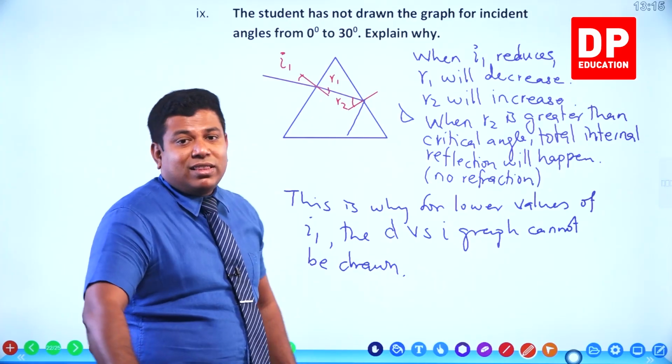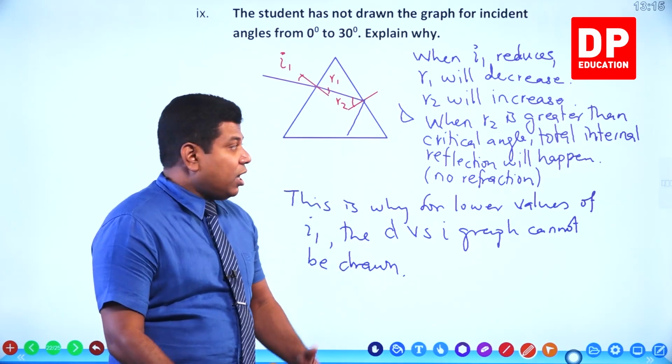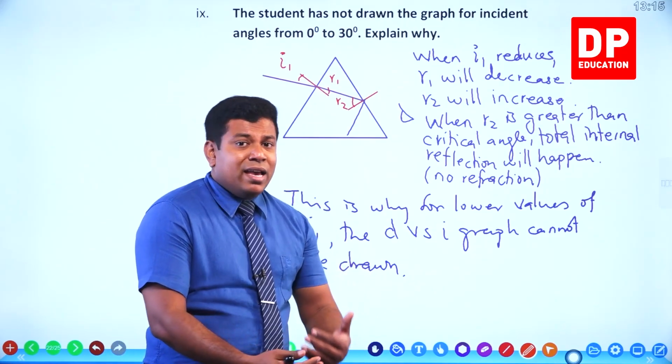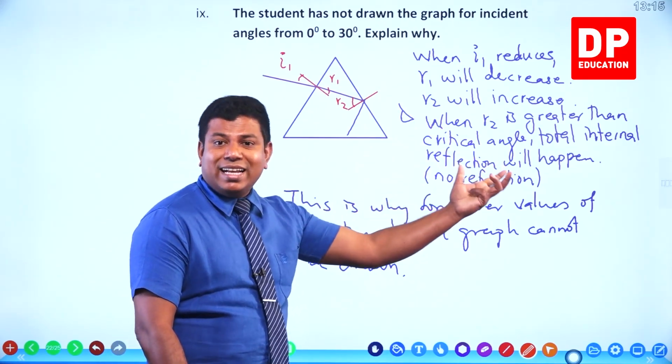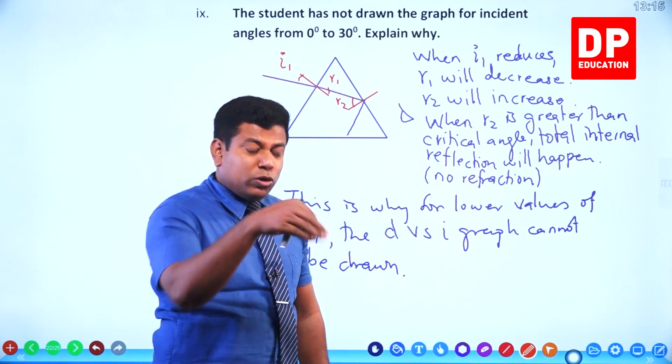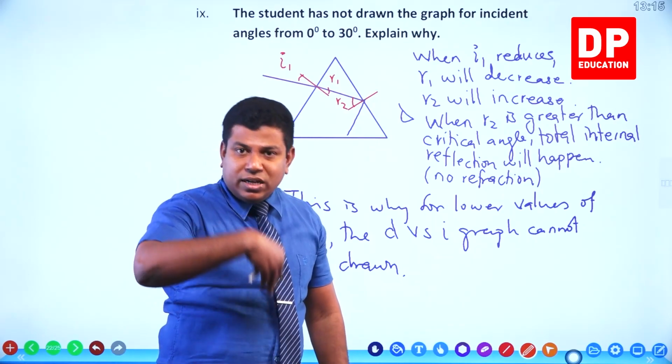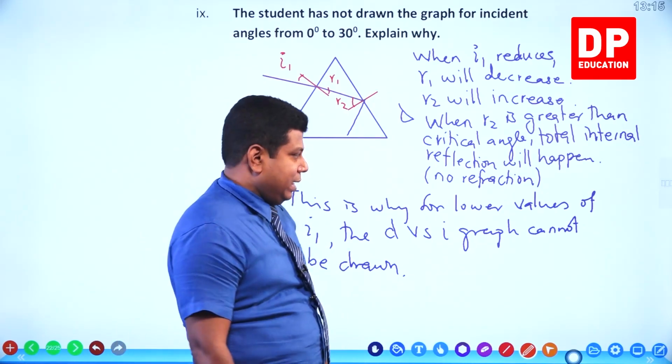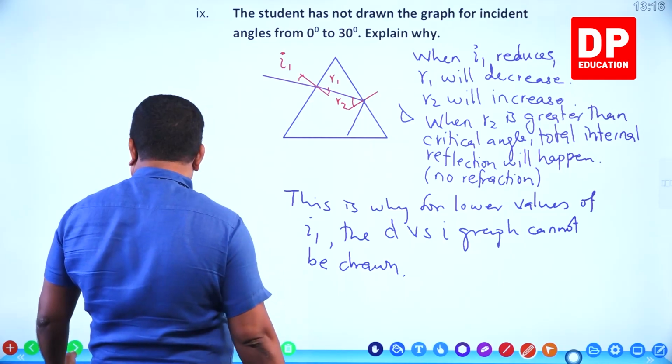That's a good question. You have to think a little bit. Why can't we draw the graph for smaller values of I? Because then you won't see the ray from this side. So the concept of deviation will not apply there, because then total internal reflection happens, which is a different concept altogether. Right. So that's the last question we had here.